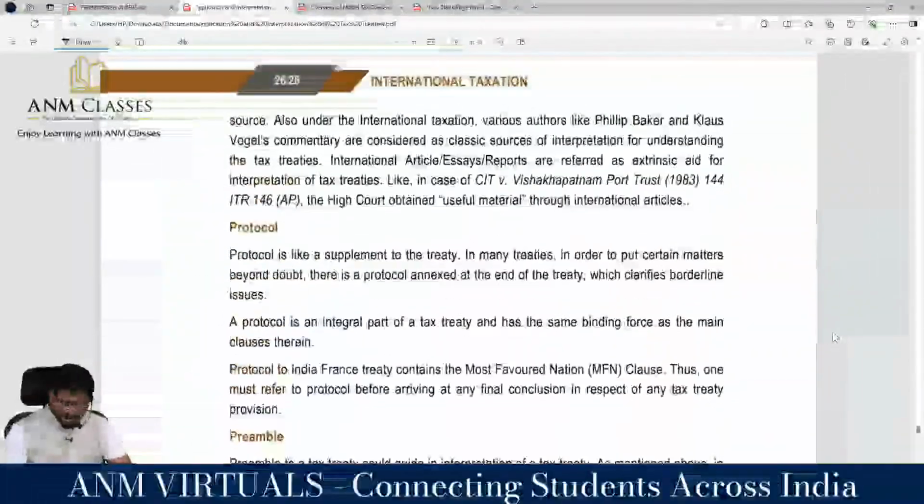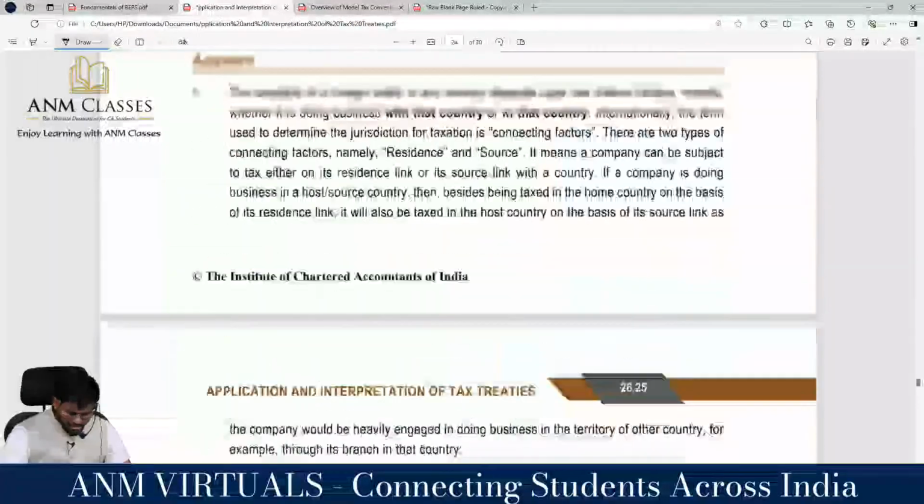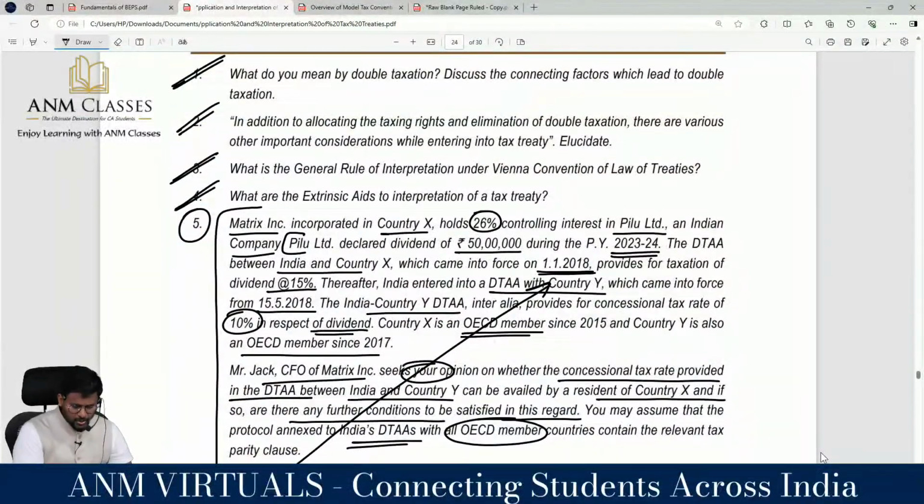Comfortable? Yes, sir. Sir, why are you reading the entire study material, sir? Listen, here look at the question. What are the extrinsic aids to interpretation of any treaty?